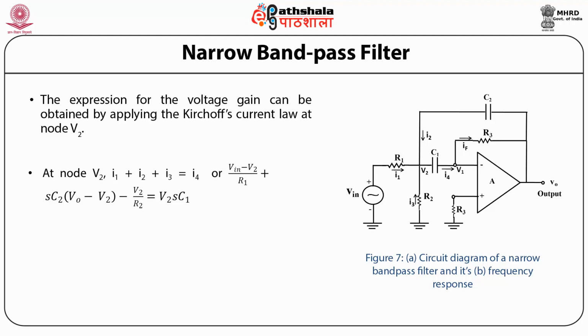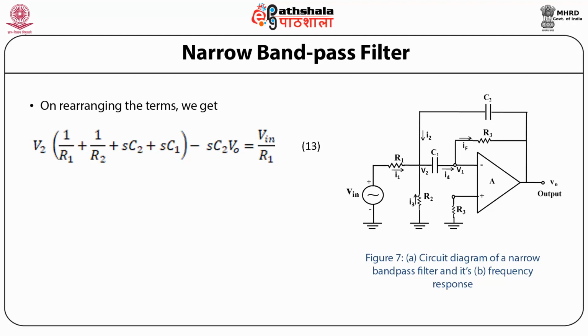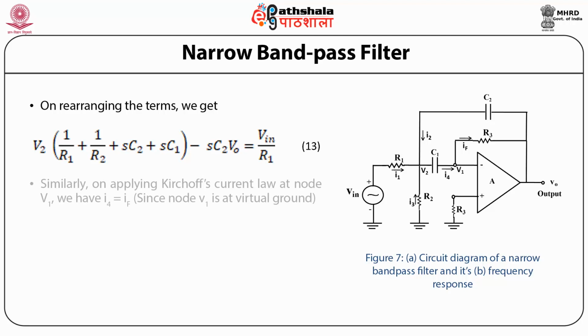The frequency response of the bandpass filter is shown in the figure. From the expression of magnitude of voltage gain, it can be inferred that in the first case, that is, frequencies f much much less than fL and fH, the terms f by fL whole square and f by fH whole square in the denominator will be very small and thus can be ignored in comparison to 1. Therefore, the expression for magnitude of voltage gain modulus V0 by Vin equals AFT into f by fL. Thus, gain of a wide bandpass filter is directly proportional to frequency at low frequencies. As frequency increases, gain increases.